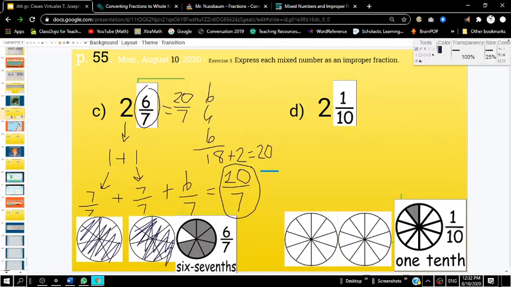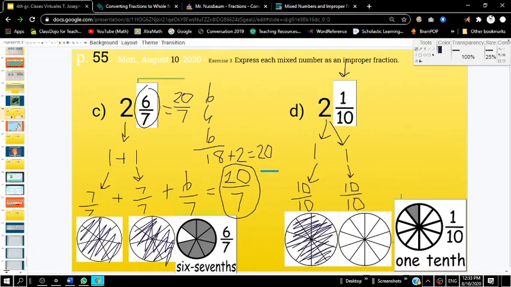Letter D says 2 and 1/10. Well, I know that 2 equals 1 plus 1, and I know that 1 can be separated out into 10/10. I know that I'm working with tenths because I looked at my other fraction right over here. Another 1 also equals 10 tenths, which can be represented here inside of our drawing. I am coloring 10 of the 10 pieces.